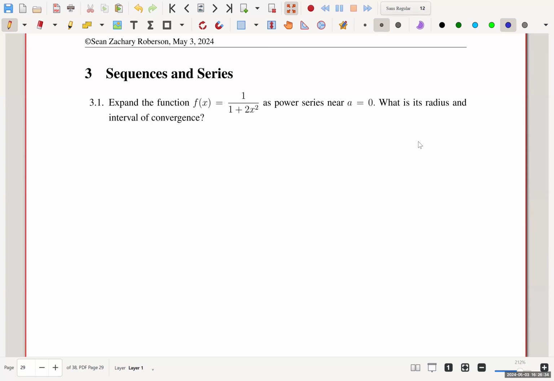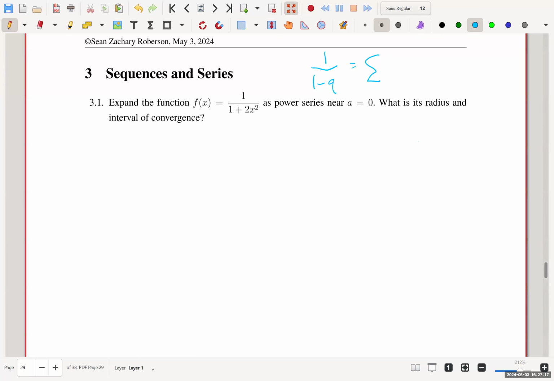Let's take a look at this one, 3-1. I have a function f, 1 over 1 plus 2x squared, and I want to expand this as a power series near 0. What is the radius and interval of convergence? The trick for a lot of these questions where it just says expand as a power series is that it almost looks geometric, like the sum of some geometric series. As one of my instructors for complex analysis put it, the main reference series that you're going to use is 1 over 1 minus q. Just replace it with r if you're comfortable with it.